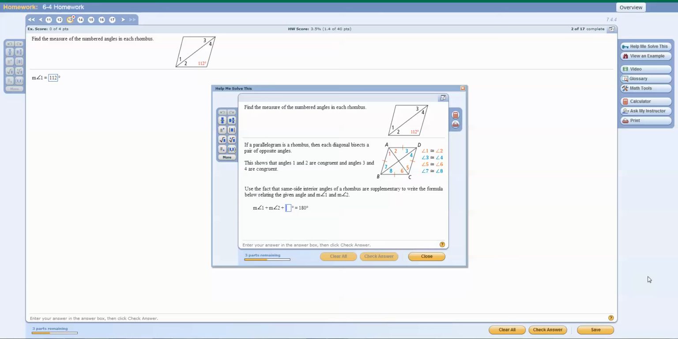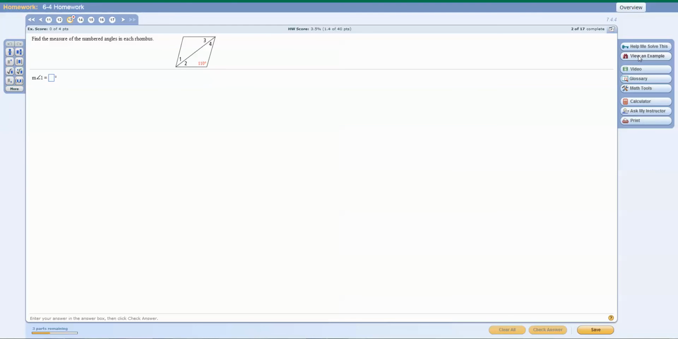I can check my answer. I could also look at an example. Notice when I clicked Help Me Solve This and closed it, it gave me a red X because I didn't get it right yet, and it changed the number. So you don't get to just copy what Help Me Solve This told me to do, because they go over that exact problem. Instead, it's going to change the problem.